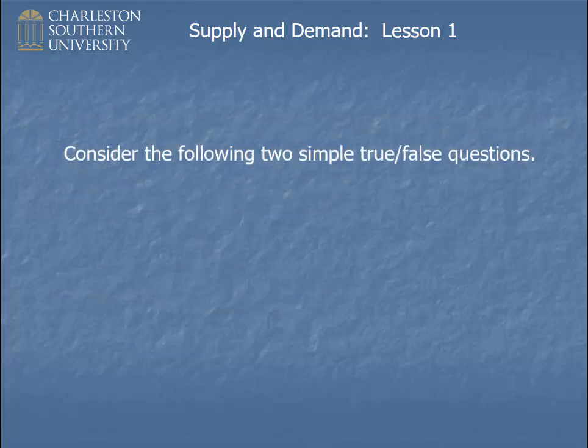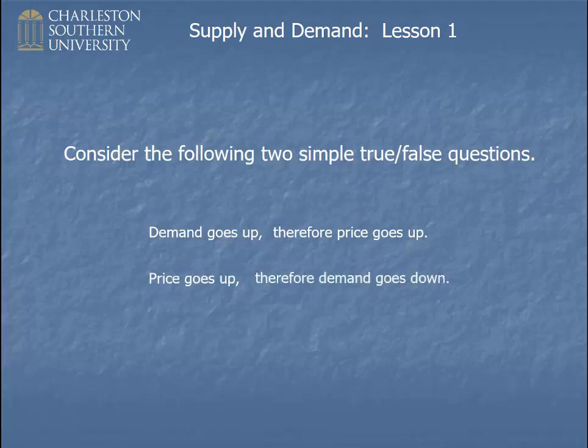Consider this little true-false test. The first question is, demand goes up, therefore price goes up. That seems true, doesn't it? Demand goes up, therefore price goes up. And the second statement, price goes up, therefore demand goes down. In the first case, they move together. Demand goes up and price goes up. And in the second case, they move in opposite directions.